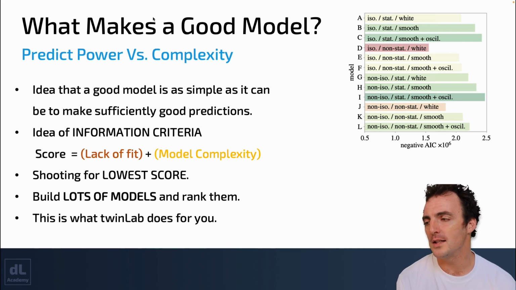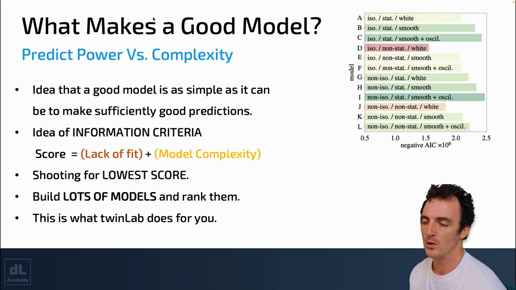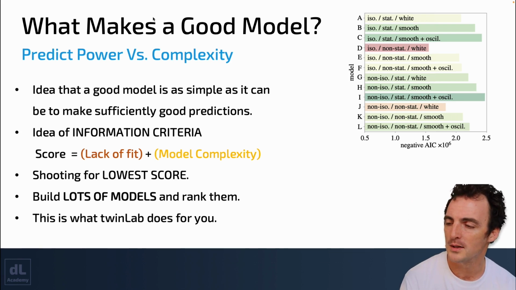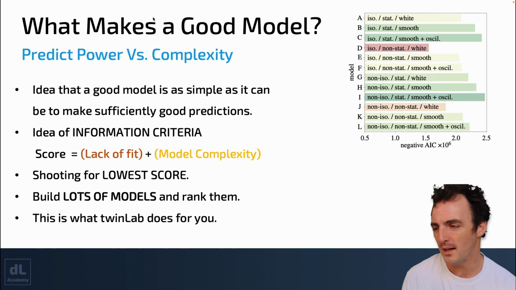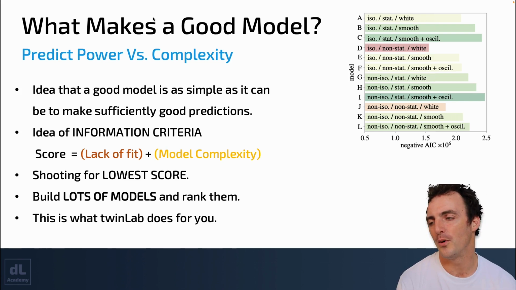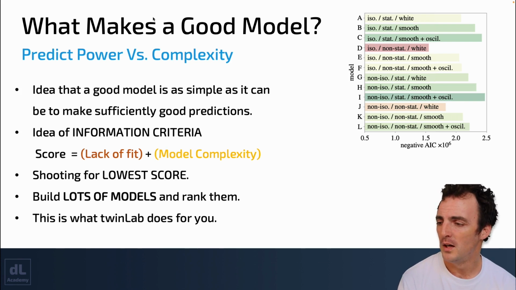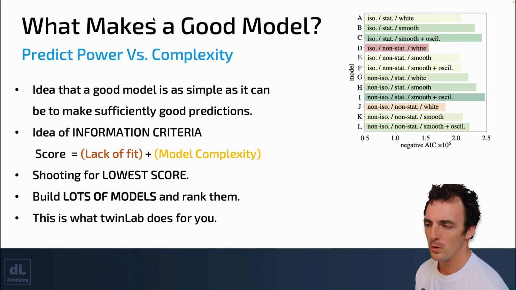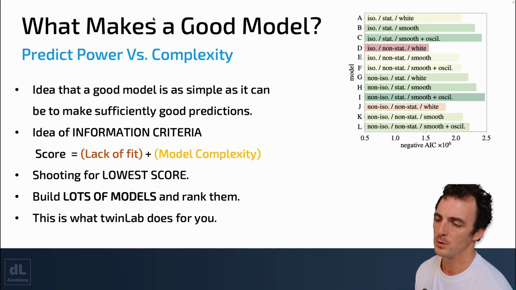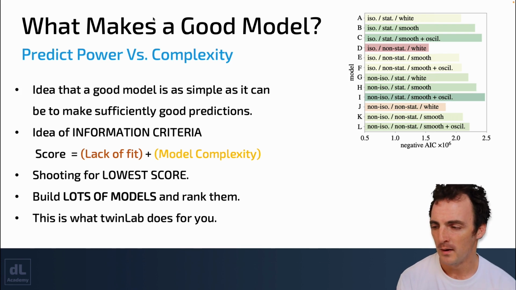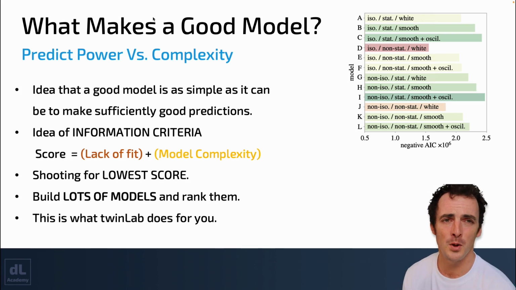The idea with information criteria is that your score, the quality of the model, has two parts. It has the lack of fit, so you want good predictions, but you also want to be penalized for model complexity. Too many parameters is not good, particularly if it doesn't lead to better-fitting models, right? The idea is you aim for the lowest score, so you want as small a lack of fit as possible, the best model for the simplest complexity. Often this involves building lots of different models with different parameters, ranking them and then picking one.